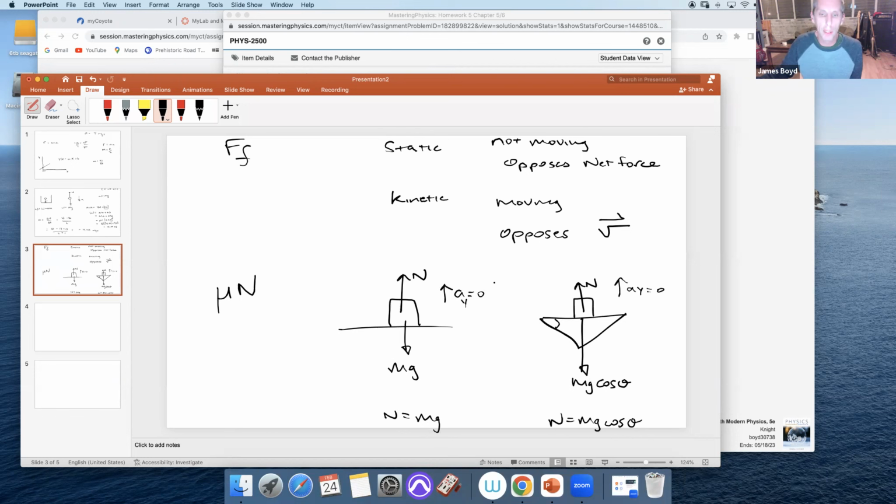Can't leave the surface. So what we do is, if it's static friction, we figure out what the forces are without friction involved, and then we put that vector opposite the net force. If it's kinetic, if it's moving, we put that vector opposite the velocity, and it's mu n. And then if it's on a flat surface, n is mg. If it's on an incline, n is mg cosine.